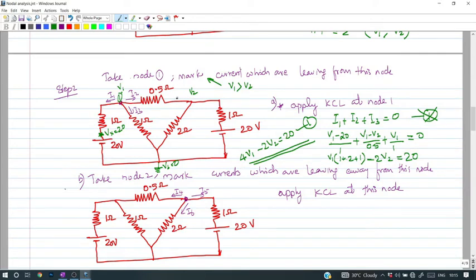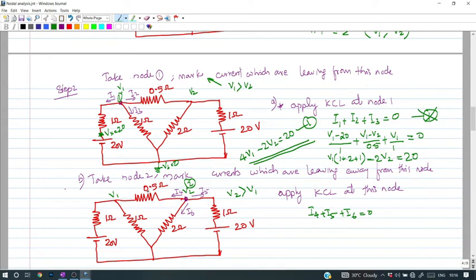Next we can take which node? Node 2. Here node 2 voltage is V2. Since we are considering node 2, V2 is greater than V1. This is node 1 voltage V1. Its potential is always considered as higher compared to V1 for node 2. So all currents are leaving from this node. Say this is I4, this is I5 and this is I6. What is the relation between I2 and I4? I4 is equal to minus I2, or I2 is equal to minus I4. So when we are applying KCL at this node 2, the KCL equation becomes I4 plus I5 plus I6 is equal to 0.